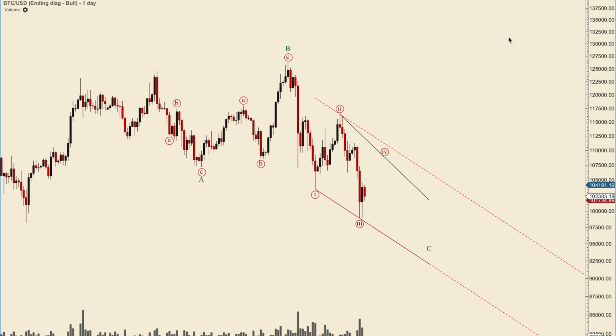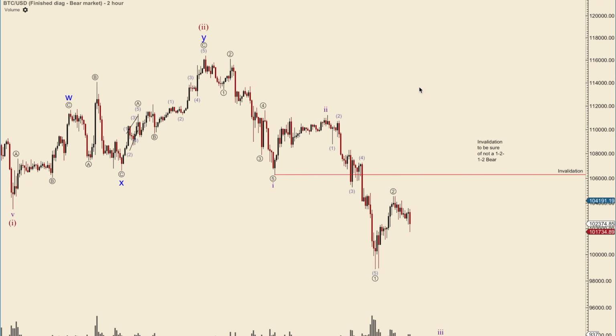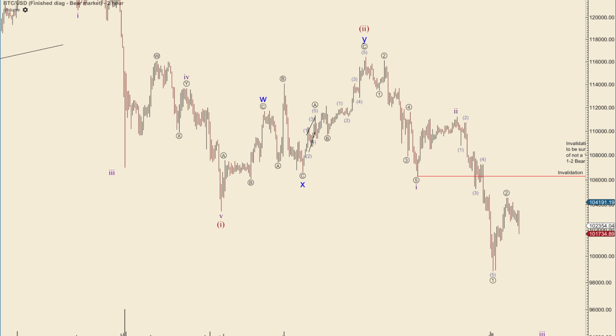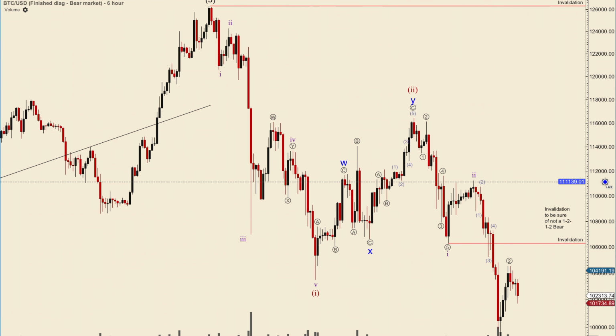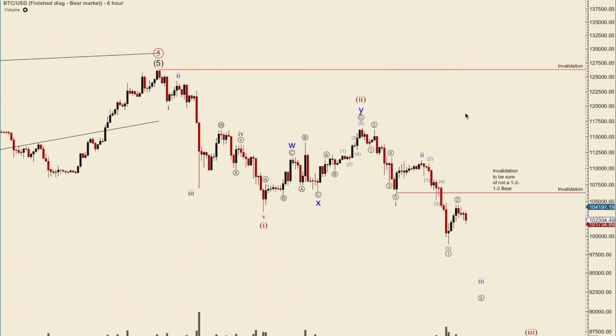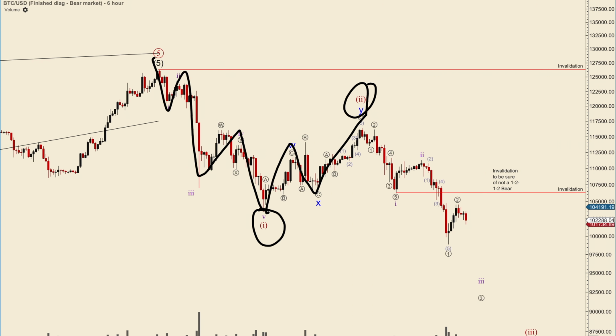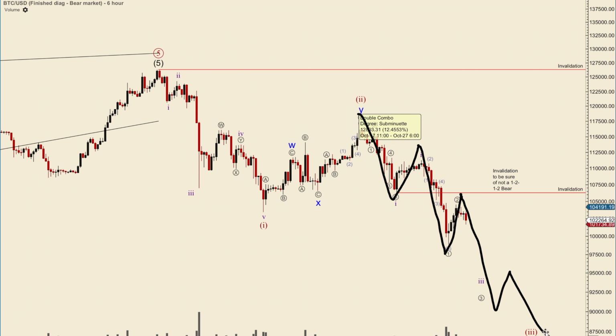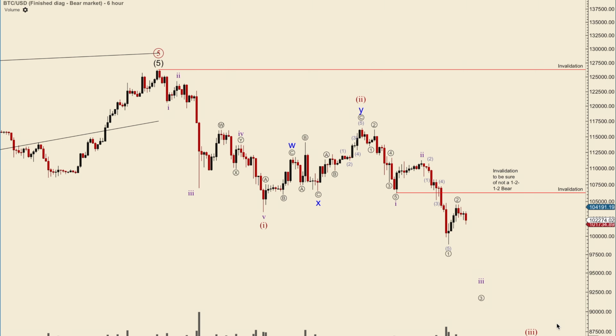And if we move on now to the bearish options, what do we have? We have a finished diagonal looking at a bear market. So this counts as a 1, 2, 3, 4, 5 impulse, the first wave 1, then we have WXY into a wave 2, and now we are counting this as a 1, 2, 1, 2, 3, 4, 3, 4, 5, 4, and so on, basically entering a bear market.